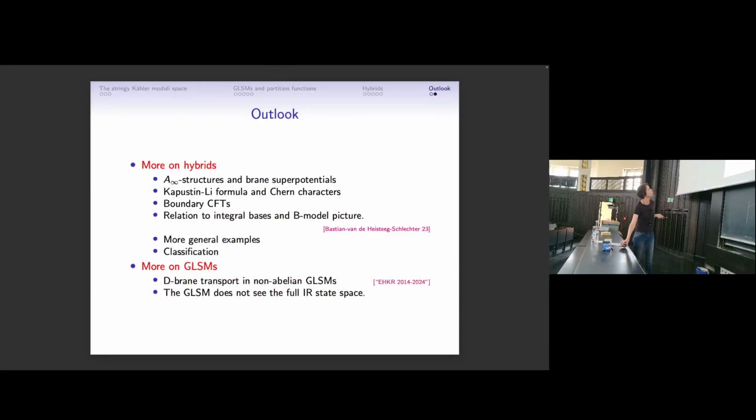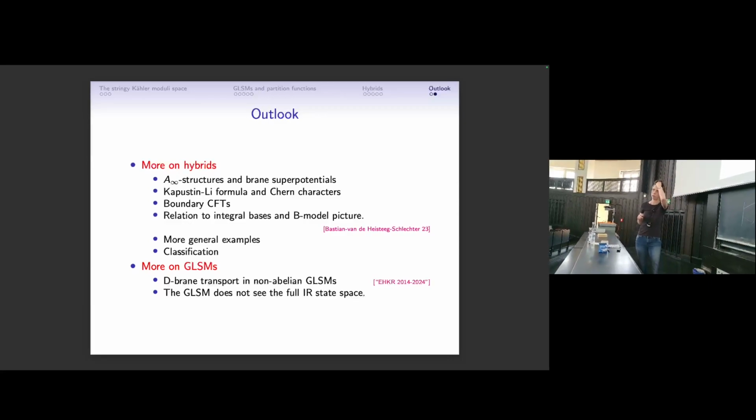So one slide of outlook. There's a lot to be done because these hybrid models are not really well studied. So irrespective of the GLSMs, there's a whole A-infinity category and N=1 brane superpotentials that one should actually be able to compute. I sort of did a dirty trick to evaluate Chern characters by lifting it to the GLSM and reading it off from the hemisphere partition function, but there should also be a generalization of this by finding something like a Kapustin-Li formula for two- and three-point correlation functions in these hybrid models.